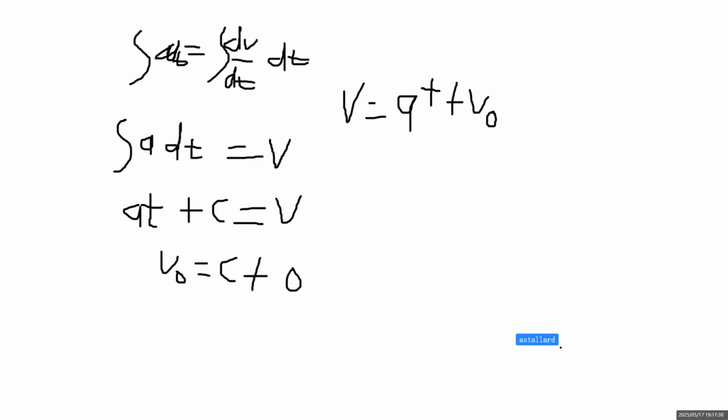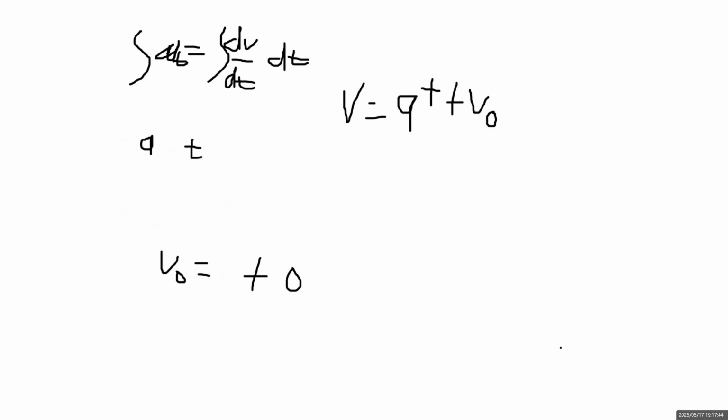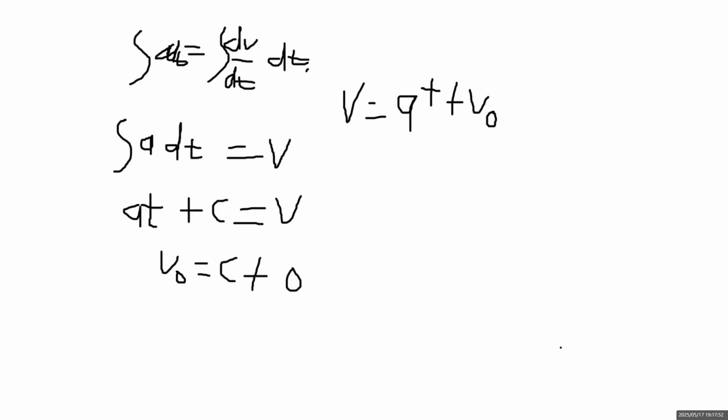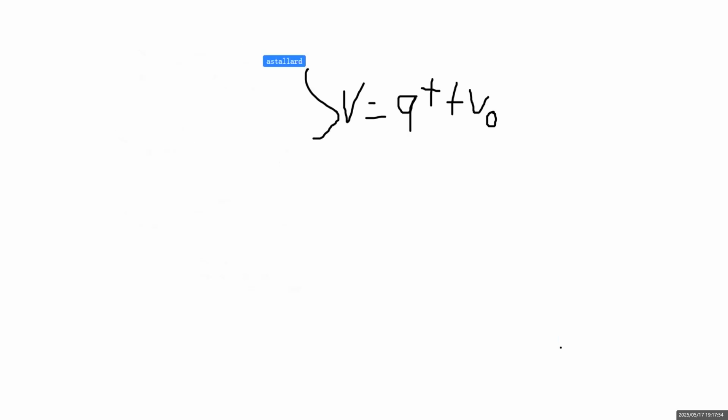Now, let's look at equation 2. Oh, no, not equation 2, equation 3. Let's derive equation 3. We know that v is at plus v naught. What happens when we integrate both of these with respect to t?